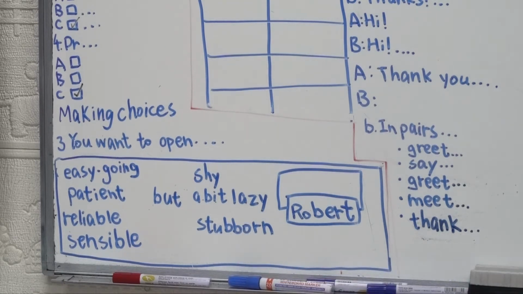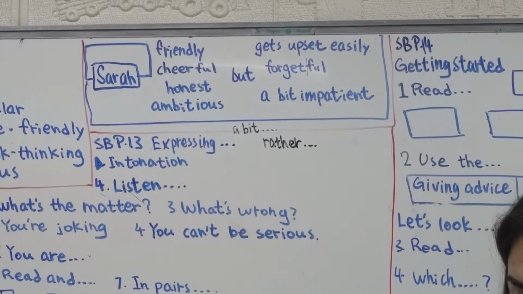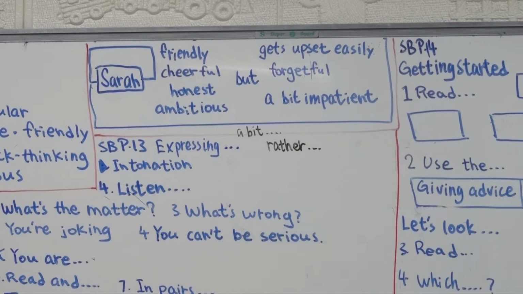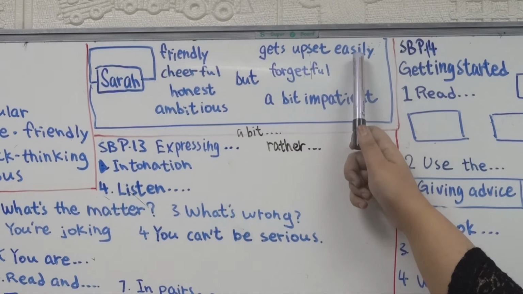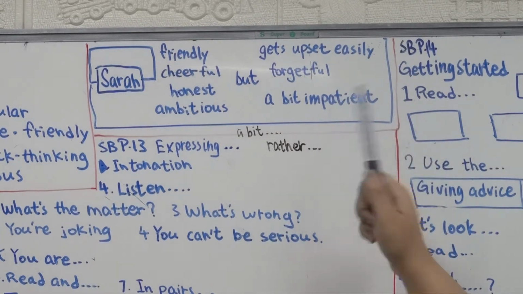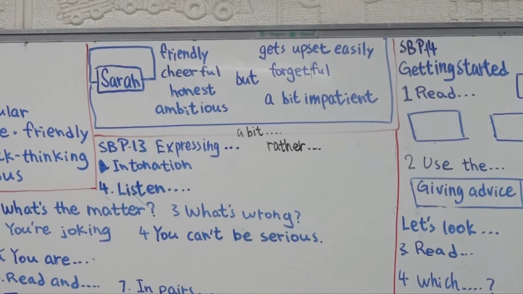Yes? And then for Sarah, maybe another student says, I think Sarah should be hired, right? She's ambitious, which means she'll work hard. She's also friendly and cheerful. This is positive quality, right? So people will like her. The problem is that she gets upset easily, right? And also she is a bit impatient. And then another student might say, that's right. Things can be difficult when you start your own business. You want someone patient, like Robert. Maybe he's better for a partner after all, right?